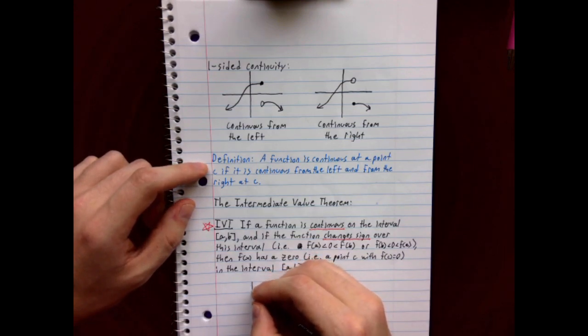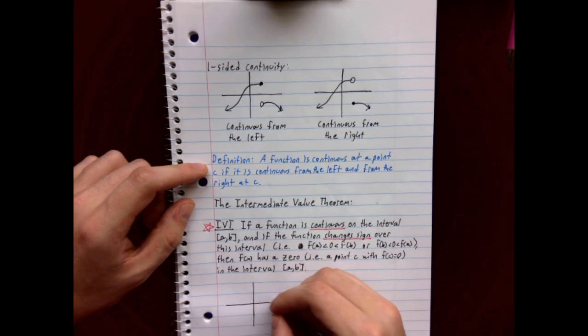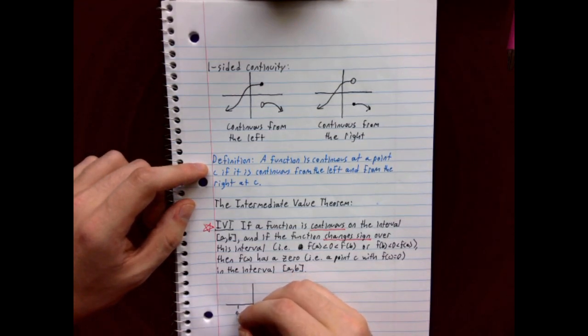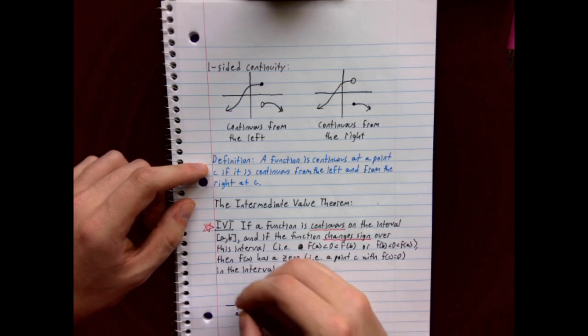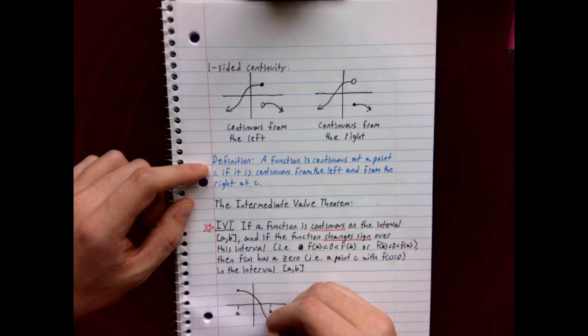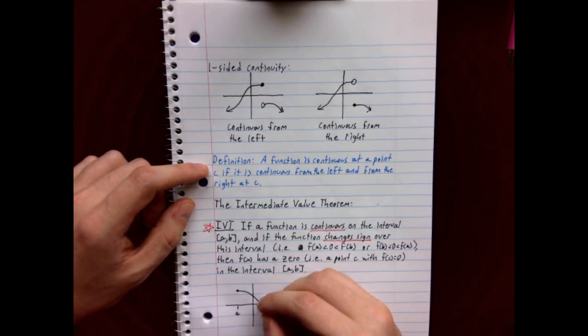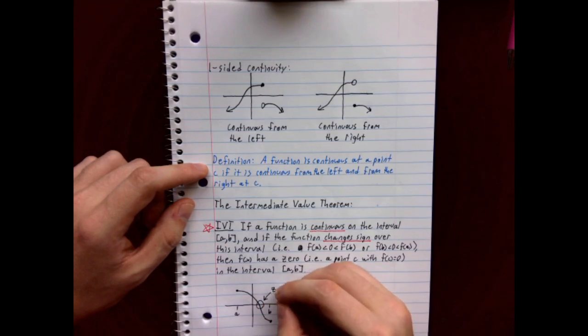So if I have a function, and maybe here's my a, here's my b, and then here's my function on one side, and I'm continuous and I switch sign over the interval, then I have to have a 0.